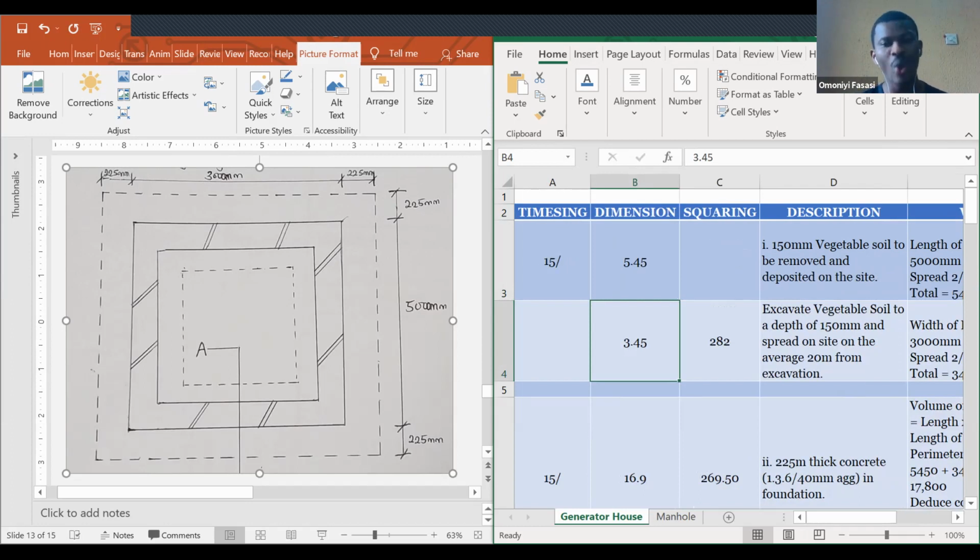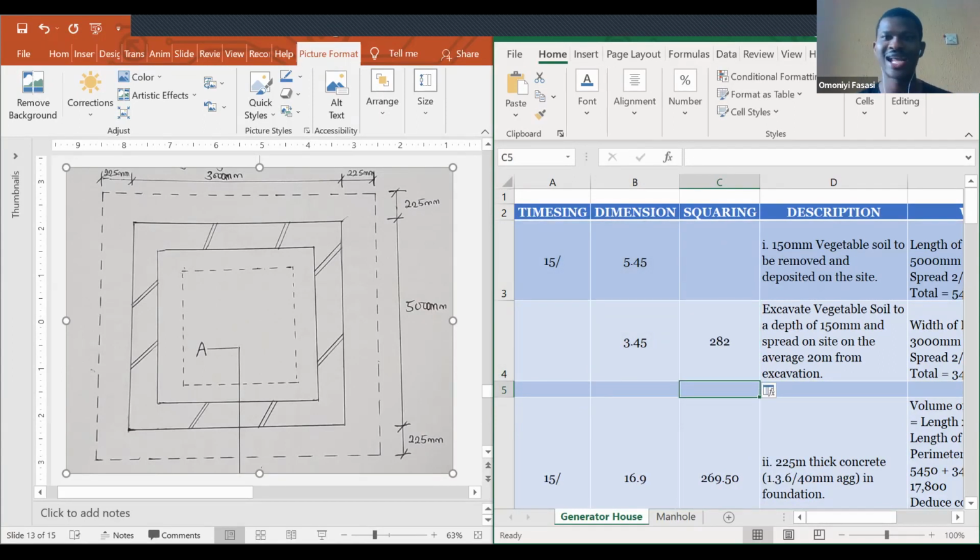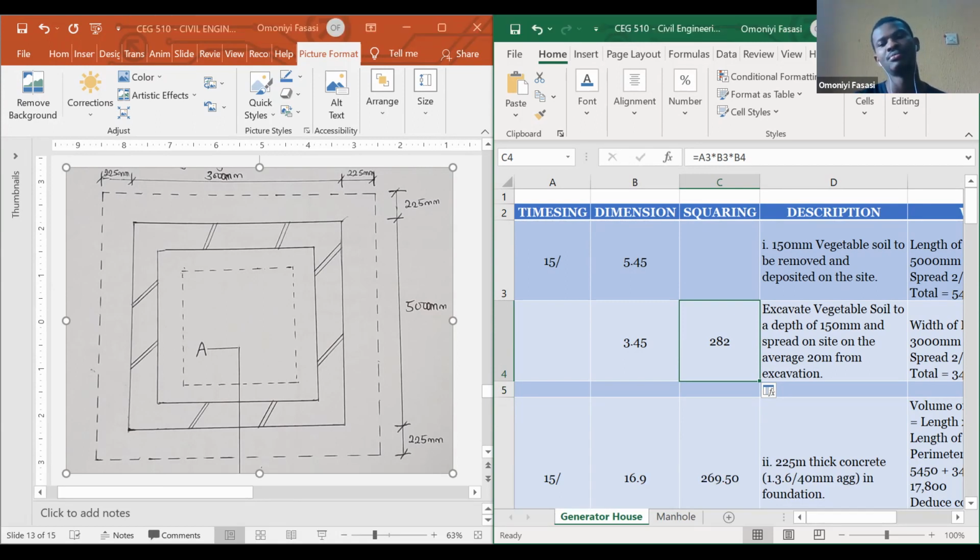Then the squaring means the calculation of everything. I basically just use Excel straight up, so as not to waste time. That means the multiplication of 15 times 4.5 times 3.45 gives me my answer. That's the total area I need to calculate for everything I'll be working on for the 15 gate houses. If I have to clear them, that's the total area we'll be working with.